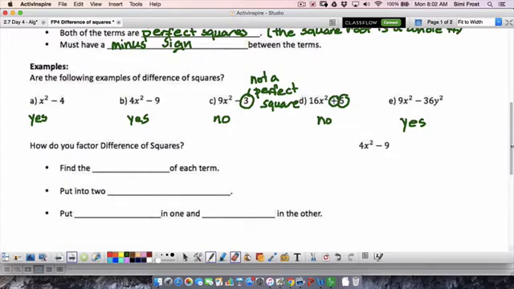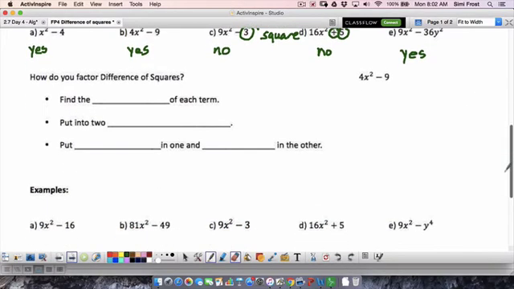All right, so now we're actually going to get into factoring them. So first, once you know it's a difference of squares, you're going to find the square root of each term. So let's go ahead and do that here. We have the square root of 4 is 2, the square root of x squared is x, and the square root of 9 is 3. So that's the square root of the term on the left, and that's the square root of the term on the right. Put into 2 sets of parentheses.